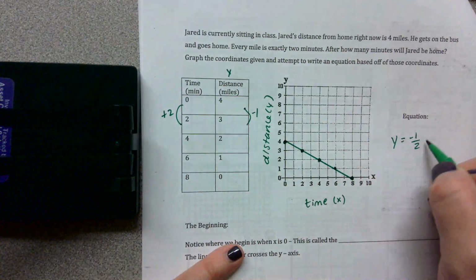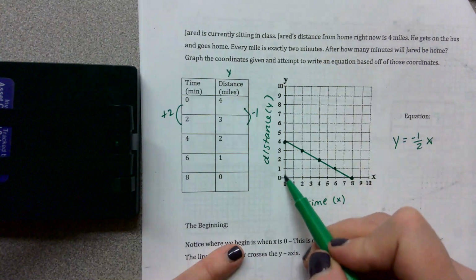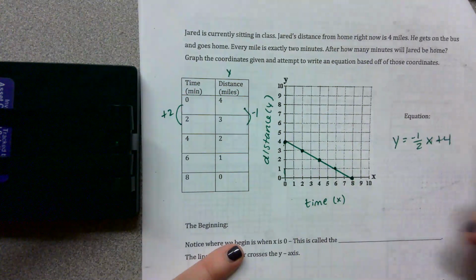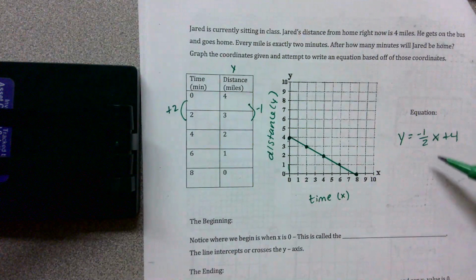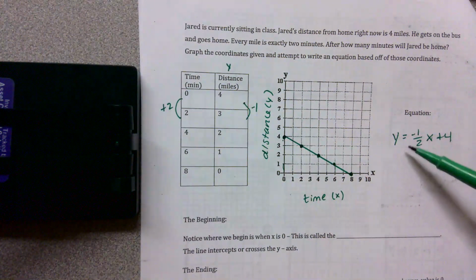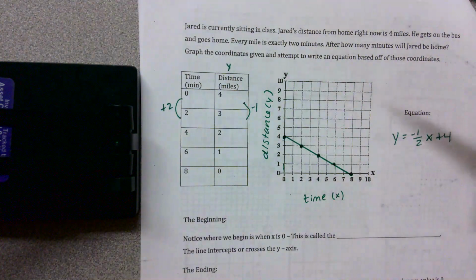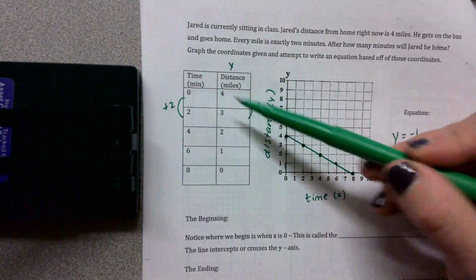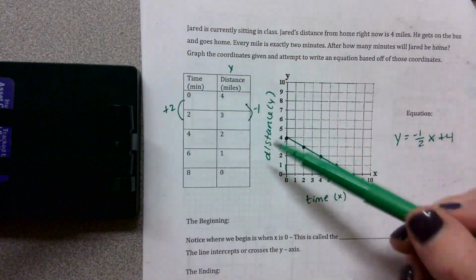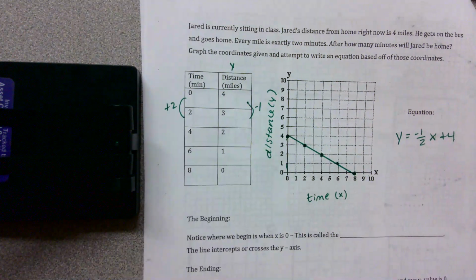So -1/2 x. Where did we begin? We began at 4. So this is an introduction to equations. Where do you begin? And then what is your rate of change or slope, which we discussed before. And so you go down 1 over 2. Down 1 over 2. Okay.